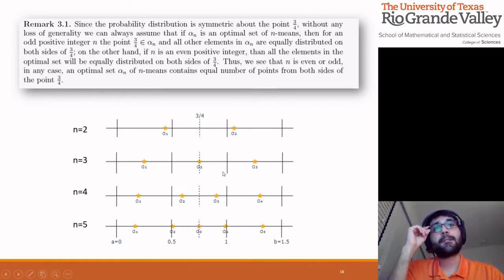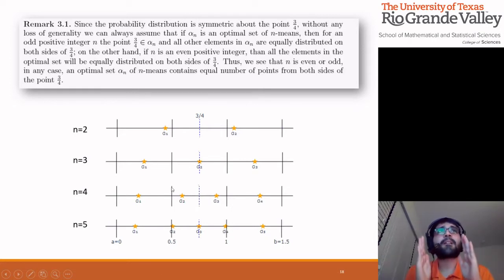Okay. Now take a look at this. When n equals 3, we have 1 point in this interval. This is from 0 to 0.5. And it's symmetric on the other side. When n equals 4, look how these quantizers are closer to the center compared to A1 and A4. Okay, so the points are closer.